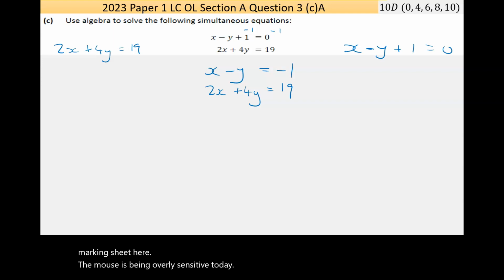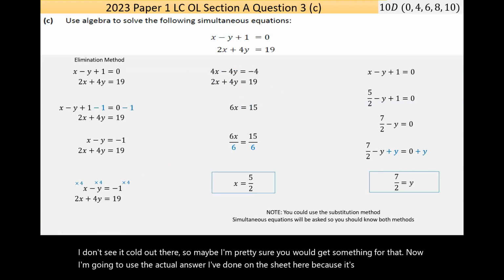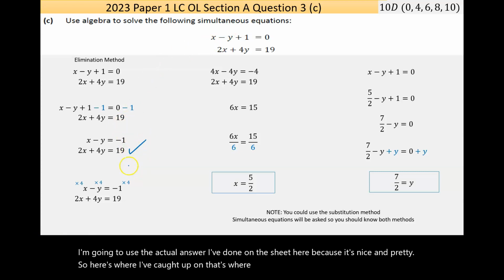Okay, produce one equation. I don't see it called out there, so I'm fairly sure you would get something for that. Now, I'm going to use the actual answer I've done on the sheet here because it's nice and pretty. So here's where I've caught up on. That's where I left off on the last page.